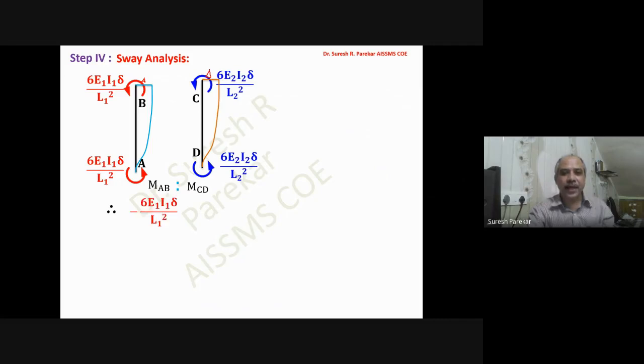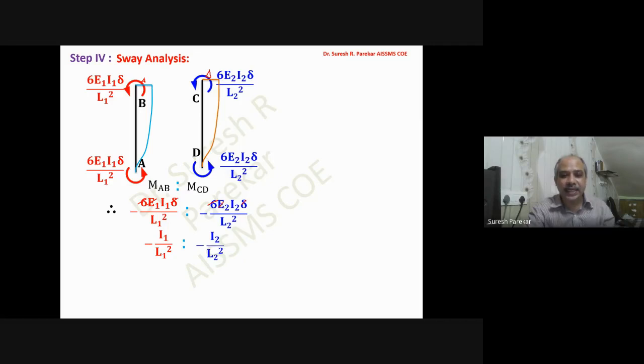So if I compare this, what value do I have to take? Minus 6 E1 I1 delta upon L1 square, minus 6 E2 I2 delta upon L2 square. Now in this, I have 6 common, cancel. E is the same, that will cancel. Delta value is the same, that will cancel again. Then I will get this as I1 upon L1 square and I2 upon L2 square.